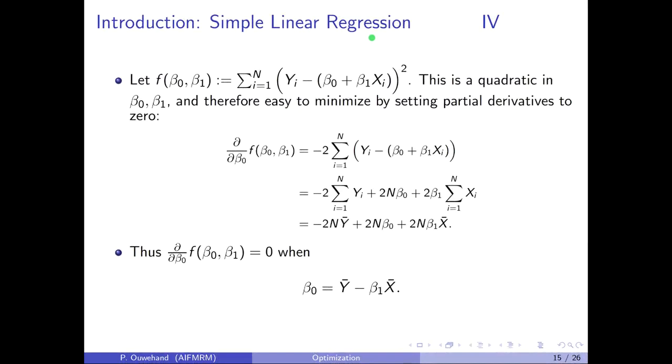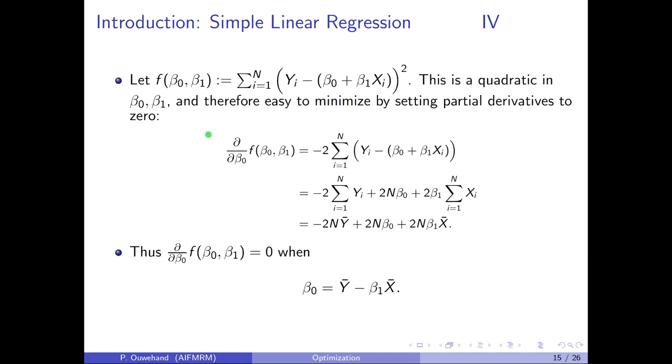Okay, so let's perform this optimization. We have a function here, f of beta 0, beta 1, which is just the sum of the squared residuals. It's a quadratic in beta 0 and beta 1, and therefore should be easy to minimize using ordinary calculus. We compute the partial derivatives, and we set them both equal to 0. So we have two equations in two unknowns here. I'm not going to go through these derivations verbally on the slide because it's very difficult to do.